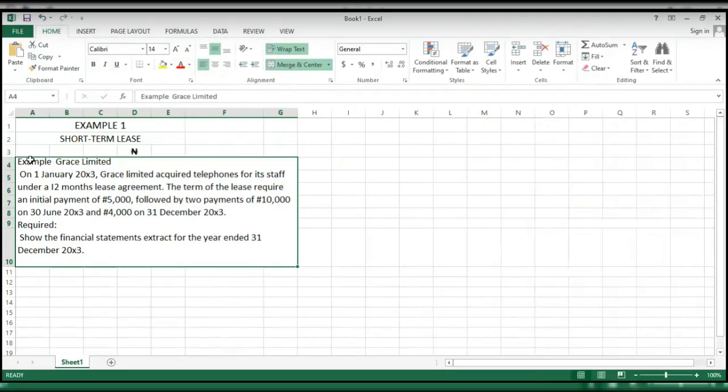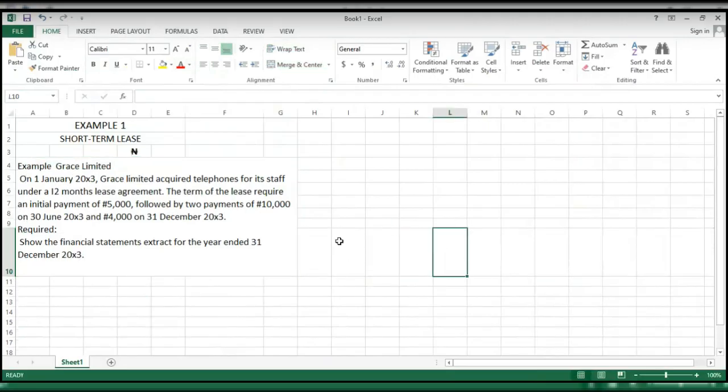Grace Limited is the name of this company. On 1 January, Grace Limited acquired telephones for its staff under a 12-month lease agreement. The term of the lease requires an initial payment of 5,000, followed by 2 payments of 10,000 on 30th June 2023 and 4,000 on December 2023. You are to show the financial statement extract for the year ended.